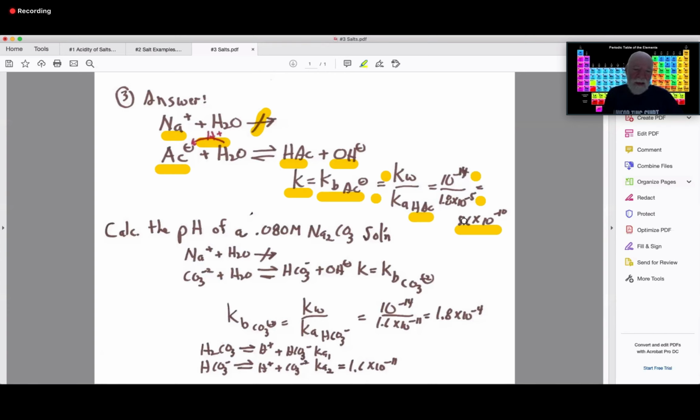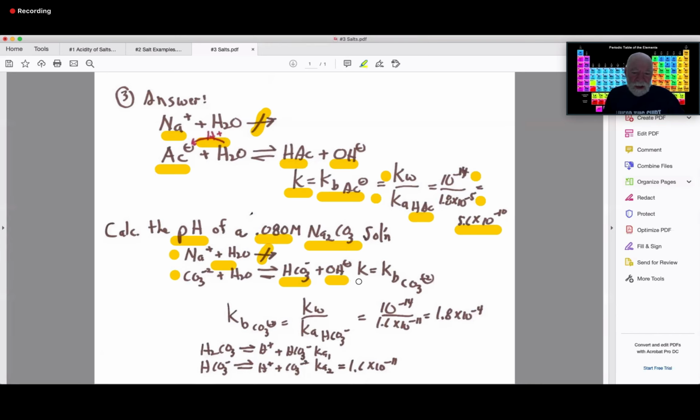Okay, let's actually do a mathematical problem now with this idea. So the problem goes like this. Calculate the pH of a 0.080 molar sodium carbonate solution. Just as before, you want to look at the positive ion, which is sodium, and the negative ion, which is carbonate. Okay, the shortcut is sodium's on your spectator list, so great, we can forget about that. Now, carbonate's not on your spectator list, so treat it as a Bronsted base. It pulls a hydrogen off of water, forms HCO3, and hydroxide. Okay, so it looks like you're going to have a basic solution.